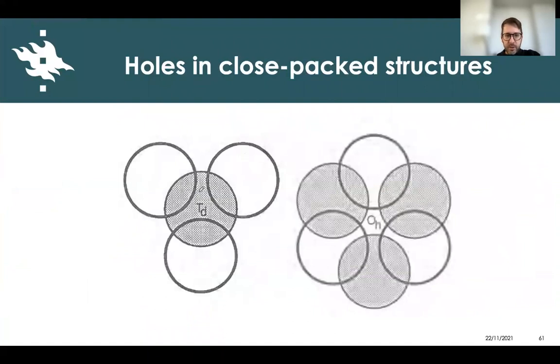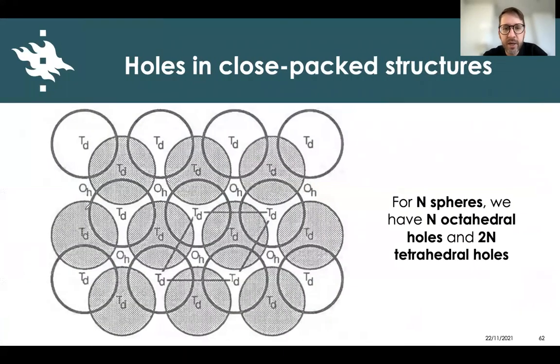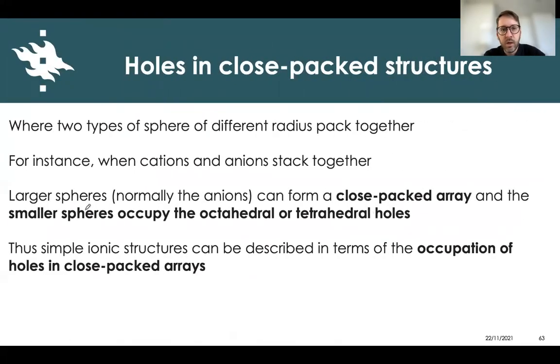All right, I'm trying to put several different ways to represent these holes, because I know that explaining on a PowerPoint slide is very difficult to understand and visualize. That's why I'm recommending the websites and the models. And here is another demonstration of the position of the tetrahedral and the octahedral holes in a closed packed structure. Demonstrating for N spheres, we have N octahedral holes and 2N tetrahedral holes. All right.